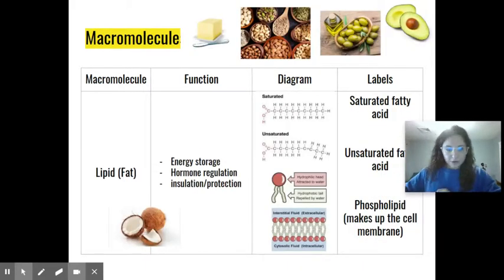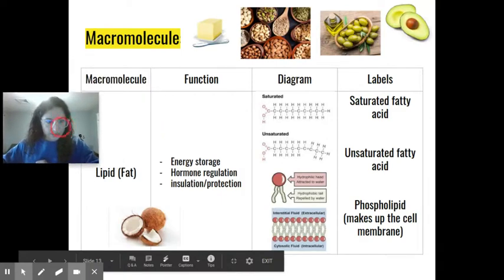Now, the next type of macromolecule, of course, my face is in the way. There it is. Yes, okay.